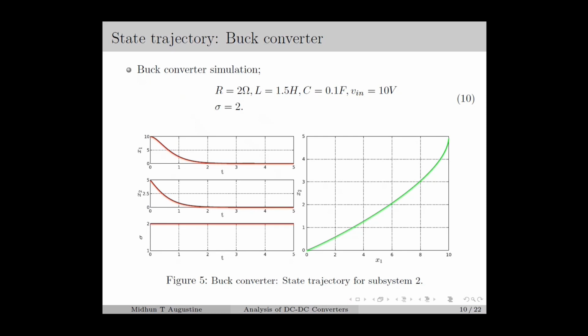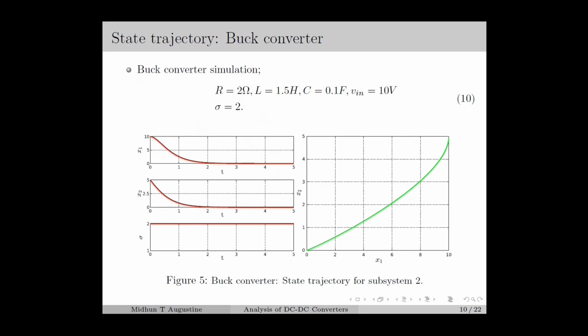Now, in the buck converter, either subsystem 1 or subsystem 2 is active at each time instant based on the switch position. Therefore, the state trajectory will either move towards 10, 5 or 0, 0. Using the state trajectories for subsystem 1 and subsystem 2, we can construct state trajectories for any arbitrary switching signal.